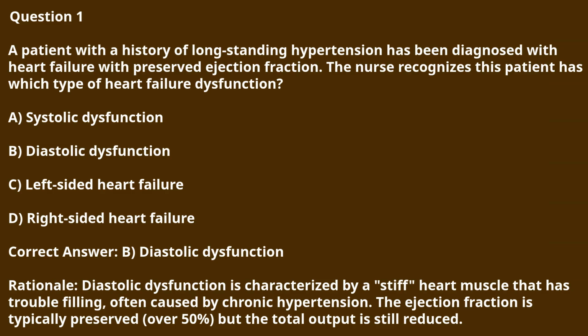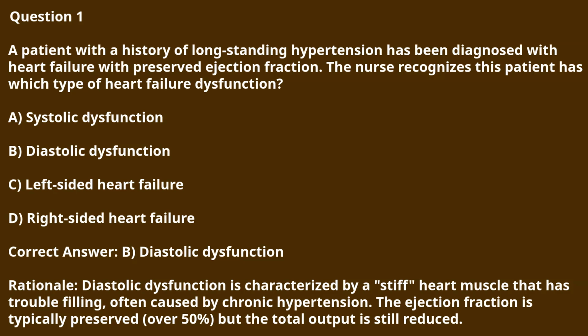All right, let's put your knowledge to the test with 3 quick questions. Question 1. A patient with a history of long-standing hypertension has been diagnosed with heart failure with preserved ejection fraction. The nurse recognizes this patient has which type of heart failure dysfunction? A. Systolic dysfunction, B. Diastolic dysfunction, C. Left-sided heart failure, D. Right-sided heart failure.